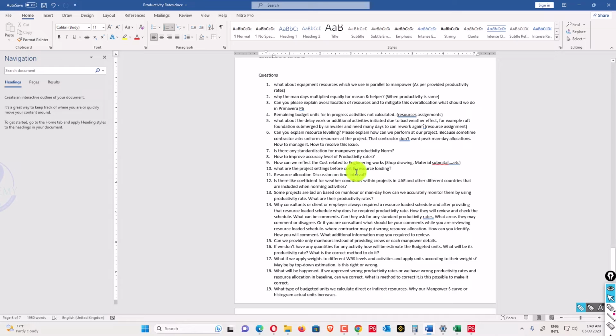So the next question is, how can we reflect the cost related to engineering work? I have already explained that engineering work has already been assigned units, so the productivity rate has been given. So what are the project settings before cost and resource loading?